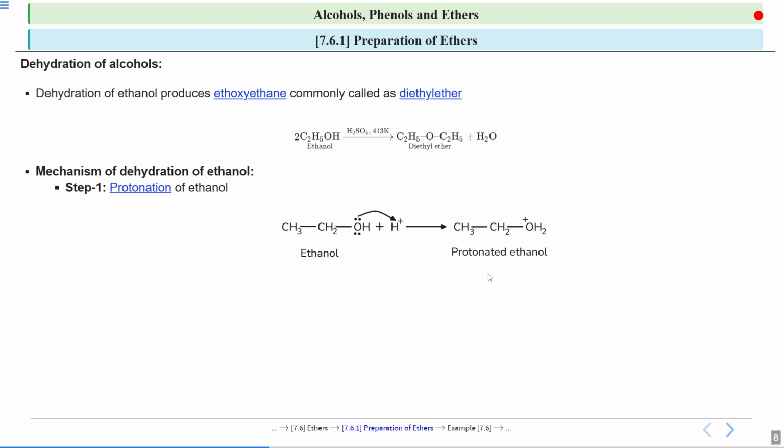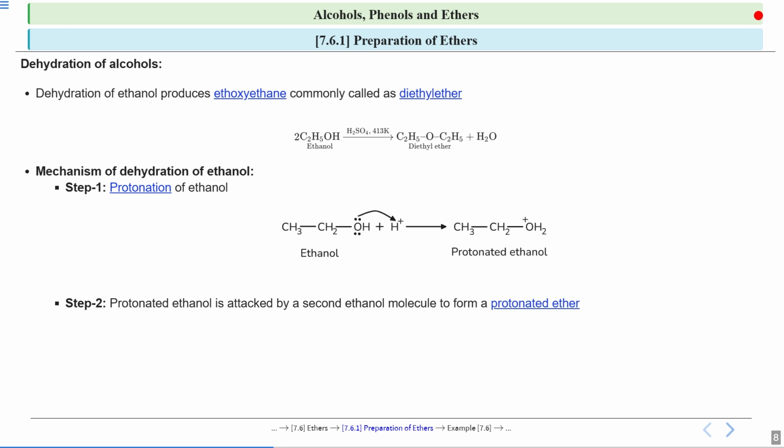Now what will happen? A nucleophilic attack will happen. So from where will we get the nucleophile in this reaction? Can you guess? Students, see here we have taken 2 moles of ethanol. That means we have 2 molecules of ethanol. So if one has reacted here, then one must be left. That will act as your nucleophile over here. The second step is that your protonated ethanol is attacked by the second ethanol molecule to form a protonated ether.